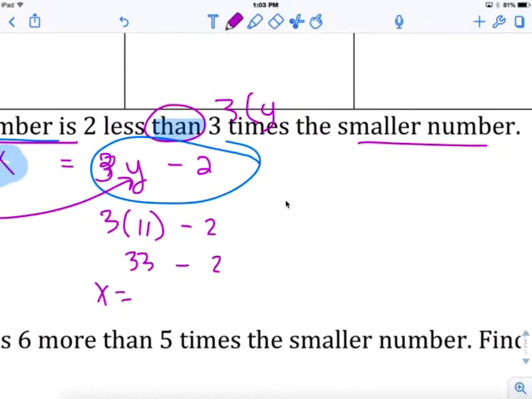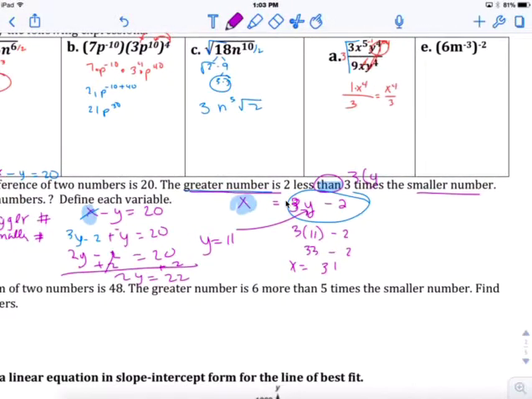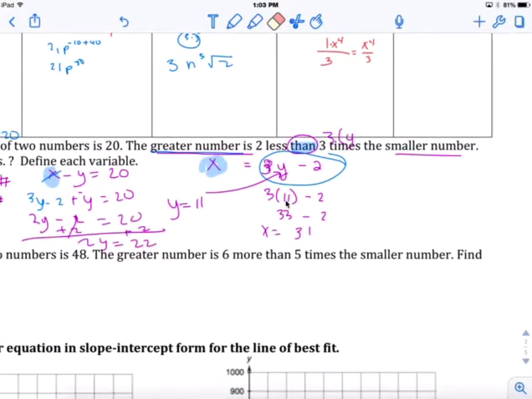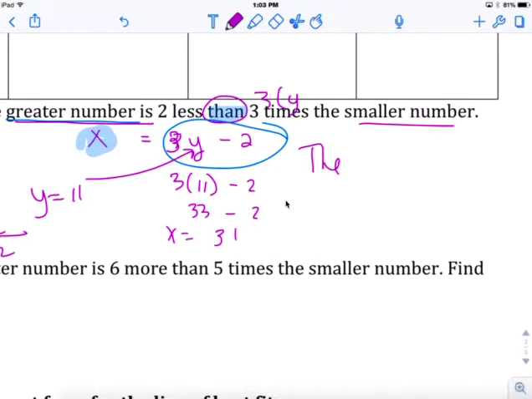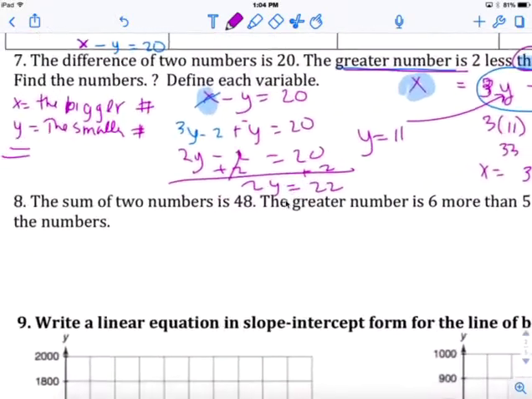33 minus 2 is 31. That makes sense. 31 minus 11 equals 20. So the bigger number is 31, and the smaller number is 11.